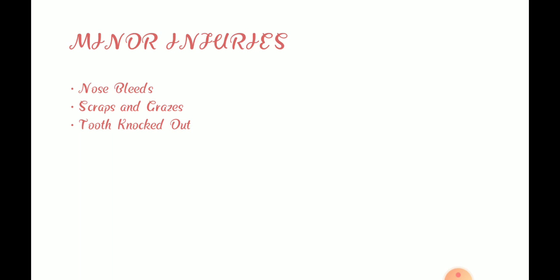In the third one, tooth knocked out situations, clean with milk or patient's own saliva and replace in socket unless patient is a child under 7 years. Ask patient to hold the tooth in place. If unable to put tooth back, wrap tooth in plastic or store in milk or sterile saline and take patient and tooth to a dentist. If tooth has been in contact with dirt or soil, advise patient to have tetanus injection.